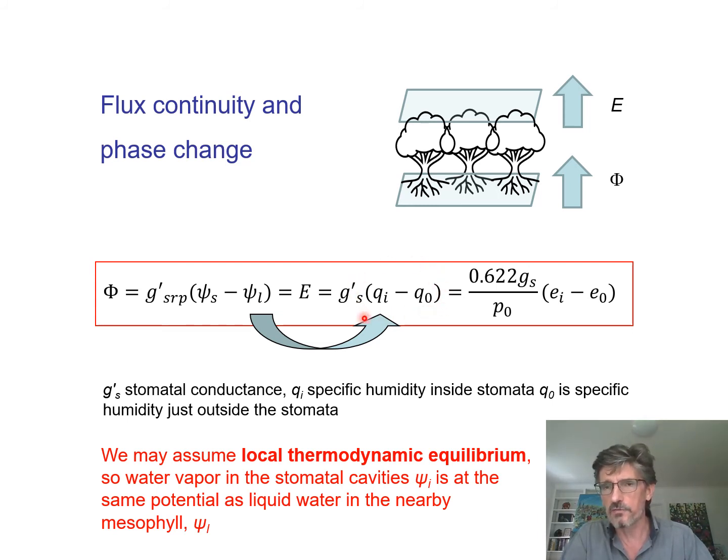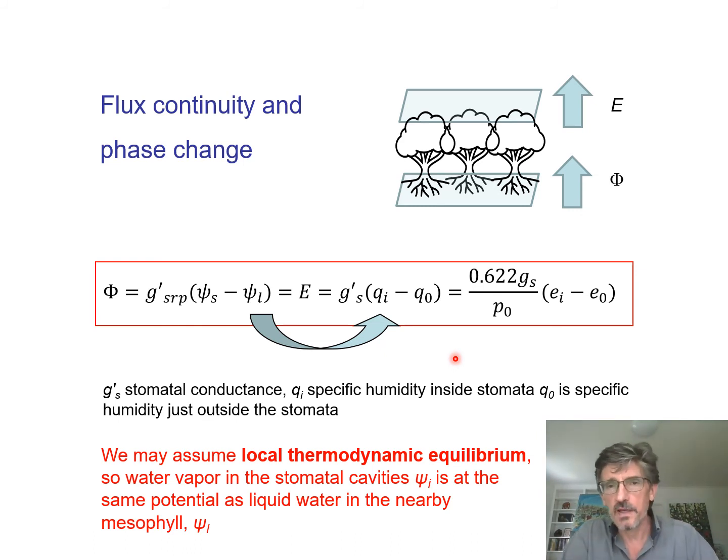Remember from our review of thermodynamics that specific humidity can also be written in terms of the partial pressure of water vapor that we indicate as e. And so q is e times 0.622 over the atmospheric pressure P. And so q is simply this, and q naught is e naught times 0.622 over P naught. So we will use these two independently, whichever is more convenient for us. Okay.